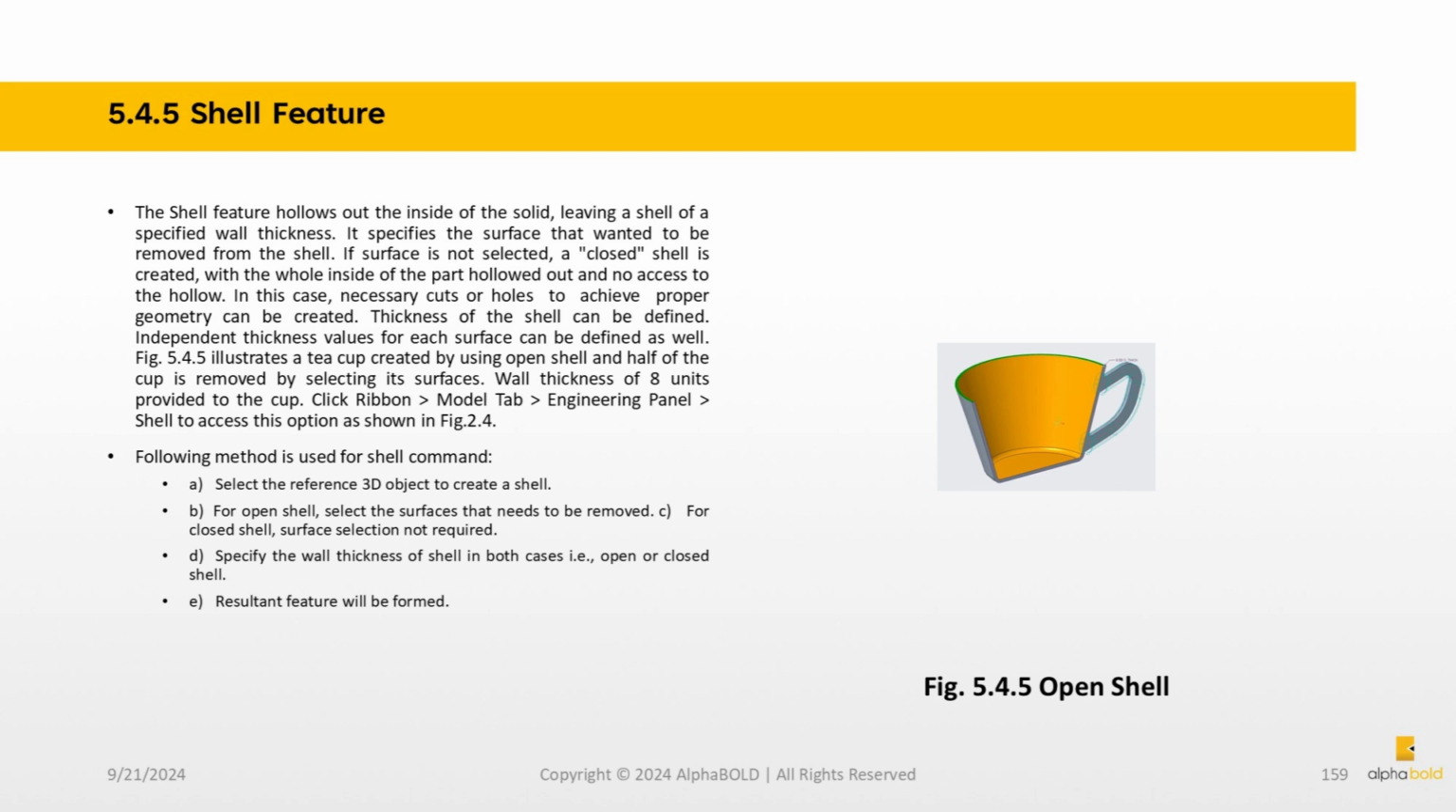A. Select the reference 3D object to create a shell. B. For an open shell, select the surfaces that need to be removed. C. For a closed shell, surface selection is not required. D. Specify the wall thickness of the shell in both cases, i.e., open or closed shell. E. The resultant feature will be formed.